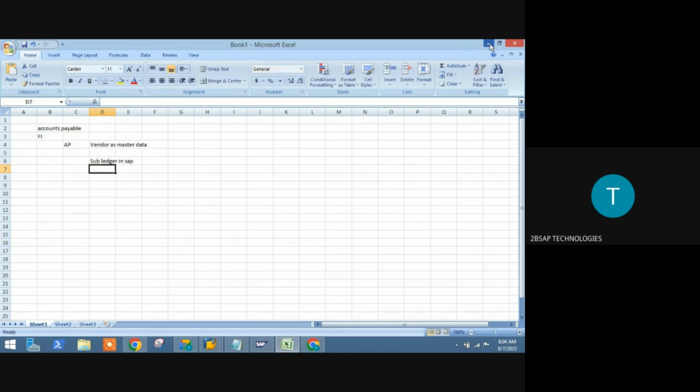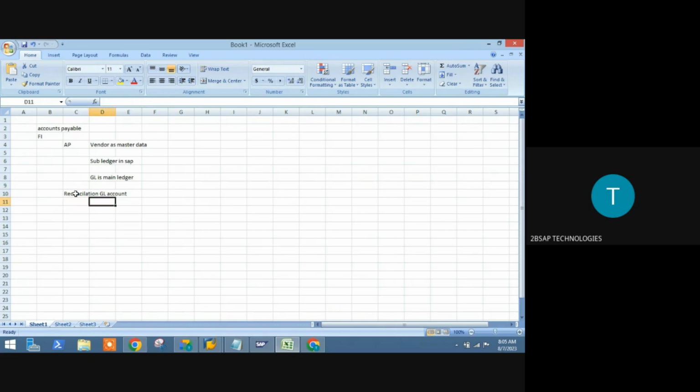So who is your main ledger, sir? What is your main ledger here? Your main ledger is always your GL account. So how are we going to map your main ledger to your subledger? To this purpose, you are going to use a reconciliation account, a reconciliation GL account. For all your subledgers, we are going to use a reconciliation account. If it is related to a subledger, then we are going to use the reconciliation account.